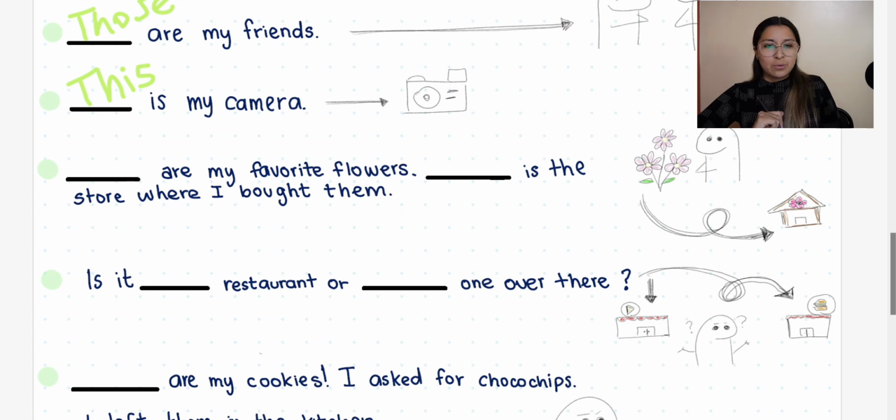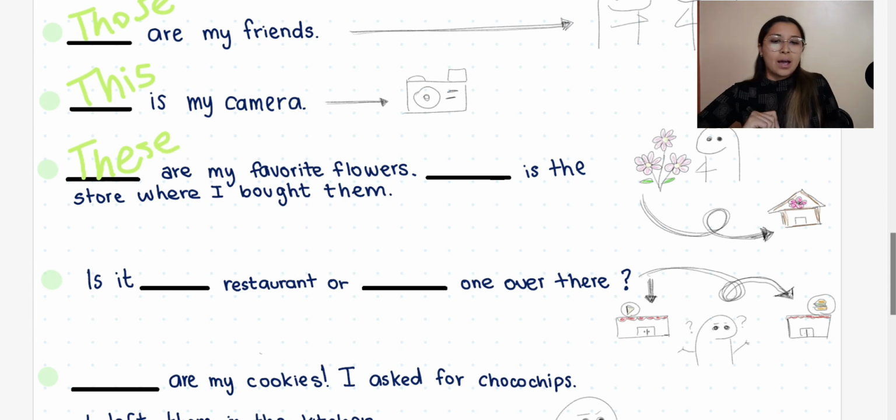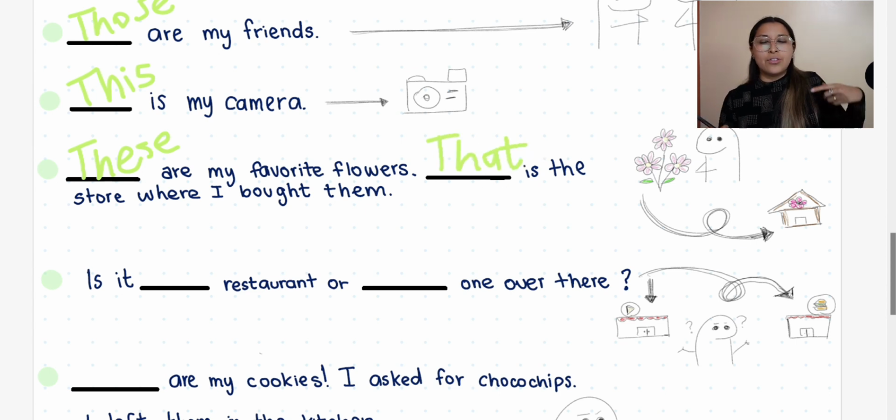Blank are my favorite flowers. Blank is the store where I bought them. I have two options here. First one, I have plural, and the second one is singular. Now, because I have the flowers in my hand, I can say these are my favorite flowers because they are near me. But in the second one, I am maybe pointing at the store that is far away because the arrow is telling us that. So I'm gonna use that. That is the store where I bought them.